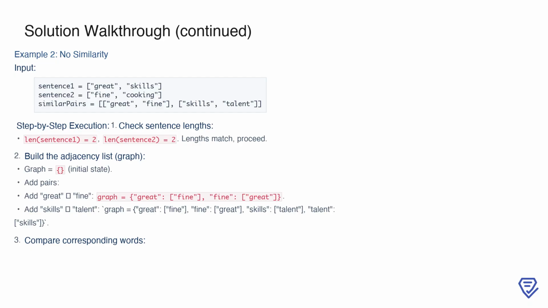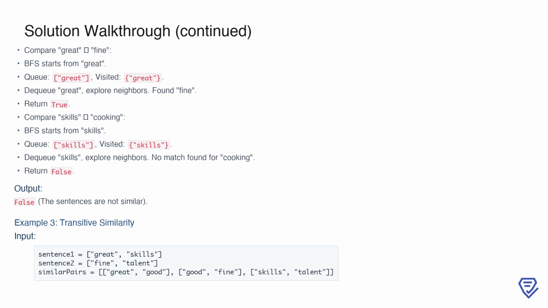With the graph complete, we can now begin comparing corresponding words in the two sentences. The first comparison is between great and fine. Using BFS, we start at great, initialize the queue and visited set, and explore its neighbors. We find fine, confirming similarity. However, when comparing skills and cooking, BFS starts at skills, but no path leads to cooking. The graph does not connect skills to cooking, so we determine they are not similar. As a result, the sentences are not similar overall, and the output is false.